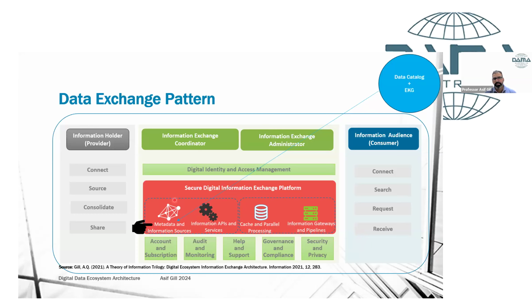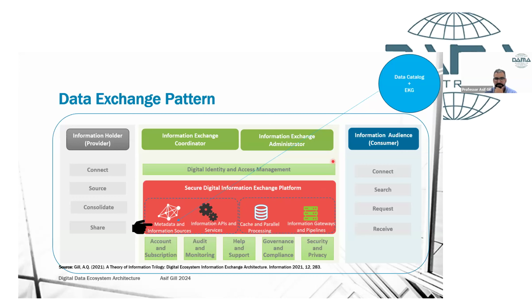So really, the magic is around here. All this metadata and information sources can be packaged, wrapped around APIs and services, and exposed that way. So that's the information holder, with full control over the data. The information audience can search the metadata, but based on their access they can only search the metadata, and then they can request it. It's up to the provider what data they are going to share with them.